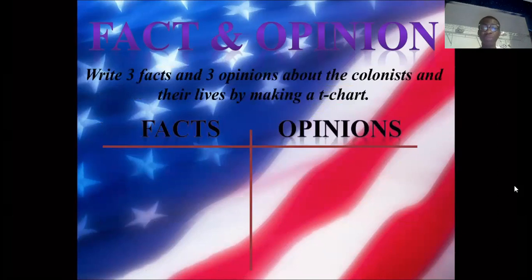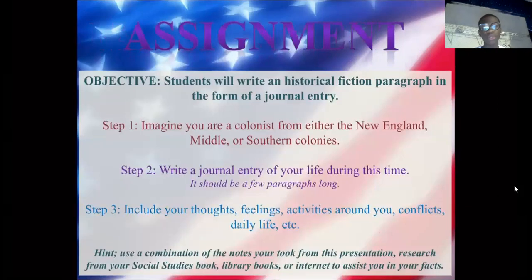Write 3 facts and 3 opinions about the colonists and their lives by making a T-chart. All right.